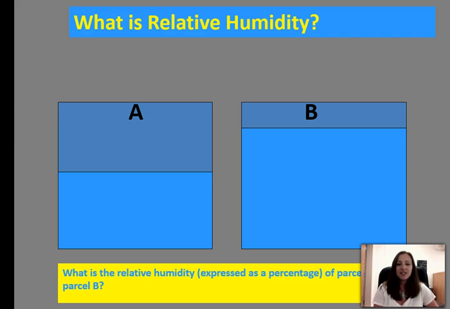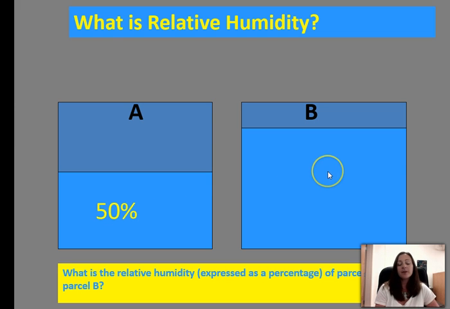So let's talk about this visually. We have parcel A and parcel B. Now parcel A, you see the humidity level goes up to this line. Parcel B, the humidity level goes up to this line. So let's give a percentage. About what percentage of parcel A could we say is the relative humidity? We would say this would be about 50% because it can still hold another 50% of water vapor. It's holding half of what it can fulfill.